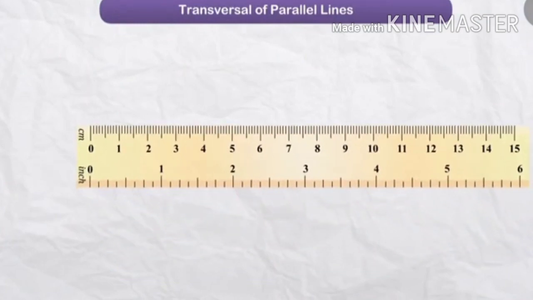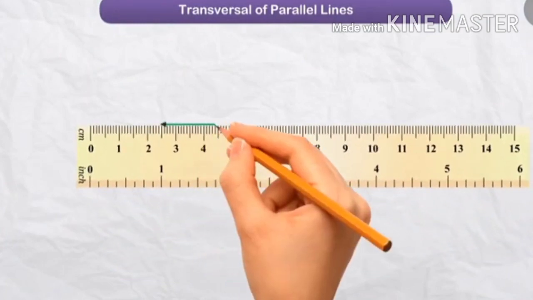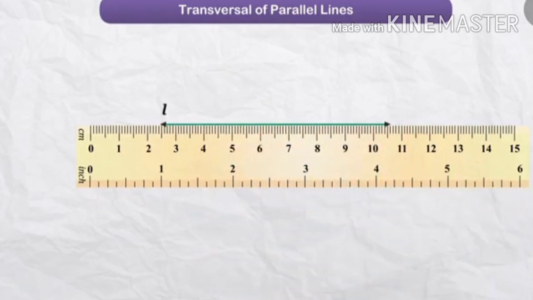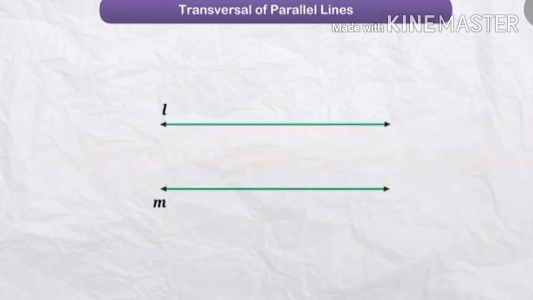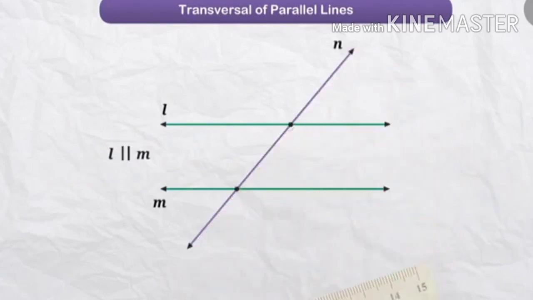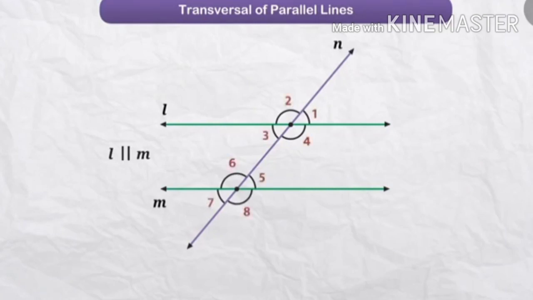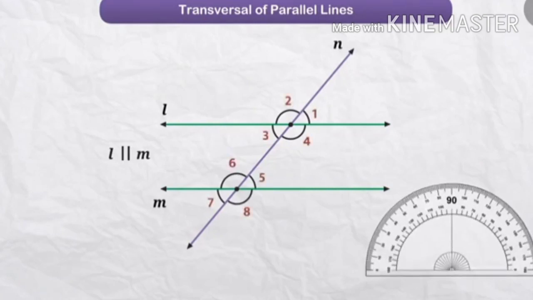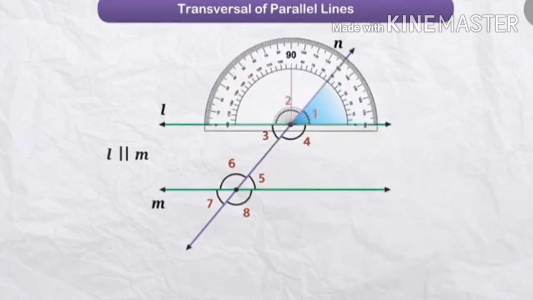By placing the ruler on paper, we will draw a line along its upper edge. Without changing the position of the ruler, we will draw the line M along the lower edge. This will give us two parallel lines. Line L is parallel to M. Then we will draw a transversal from which we will get the angles shown. Let's find the measure of angle 1 using a protractor.